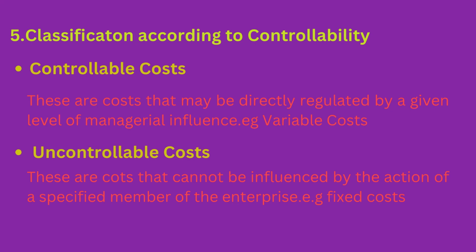We also have uncontrollable costs. These are costs which cannot be influenced by the action of a specified member of the enterprise or the organization. For example, we have fixed costs. In fixed costs, we have, like, rent of buildings. Rent will remain constant either if we've produced goods or products or we've not produced. That will remain fixed for the period that we'll be producing.